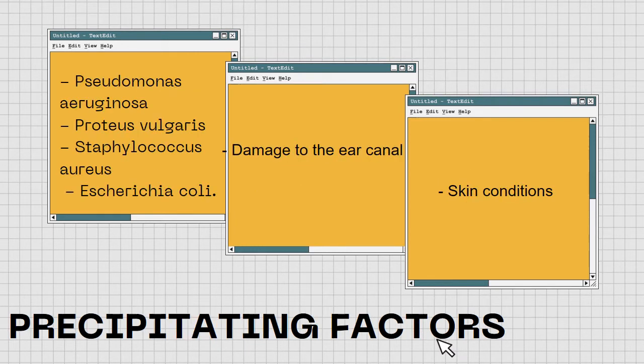While the precipitating factors are acute diffuse external otitis, which is usually caused by bacteria such as Pseudomonas aeruginosa, Proteus vulgaris, Staphylococcus aureus, or Escherichia coli. Fungal external otitis, typically caused by Aspergillus niger or Candida albicans, is less common. Damage to the ear canal as a result of excessive scratching, the use of cotton ear swabs, or long-term use of earbuds, for example, may increase the risk of otitis externa.